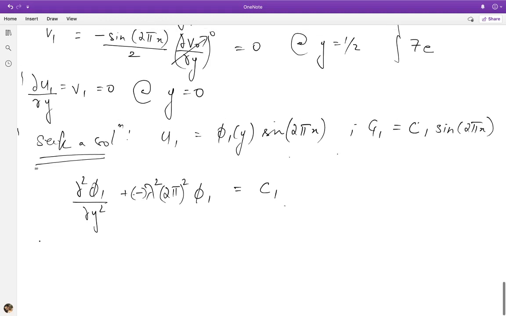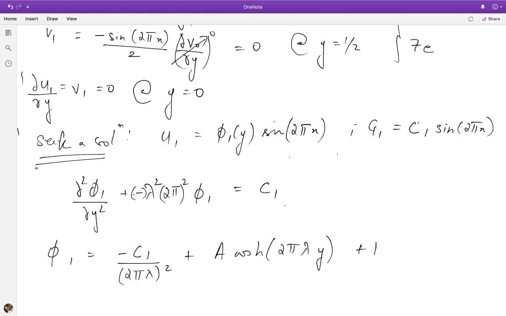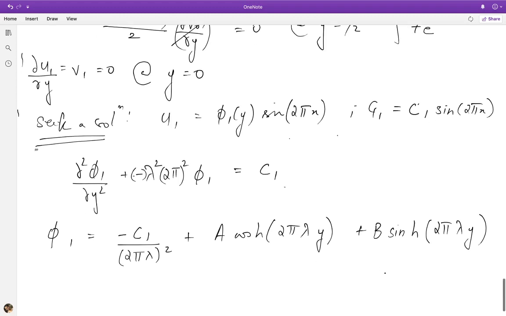So the total solution that I can write down involves the particular solution that I would obtain as follows, plus the homogeneous solution involving the cosh term, and I should also have the second homogeneous solution as follows. Right, now we can apply boundary conditions.